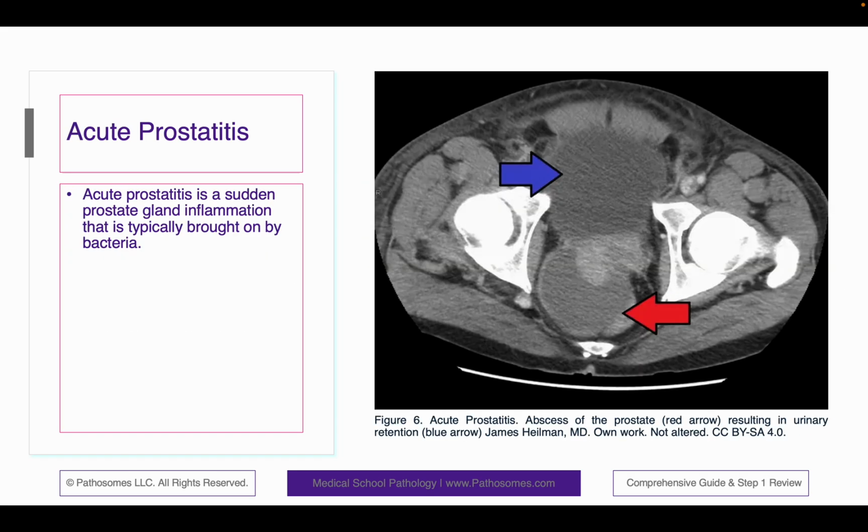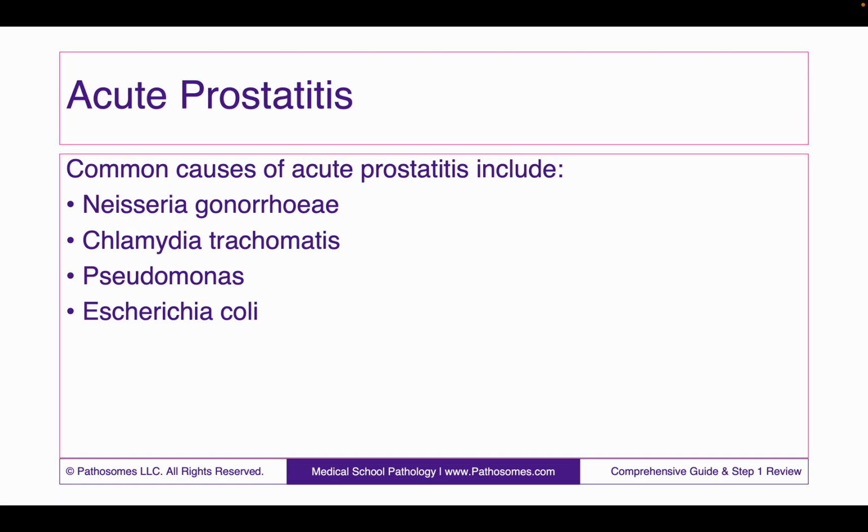So let's talk about acute prostatitis. That's a sudden prostate gland inflammation, and it's typically brought on by bacteria. Common causes of acute prostatitis include Neisseria gonorrhea, Chlamydia trachomatis, Pseudomonas, and E. coli.